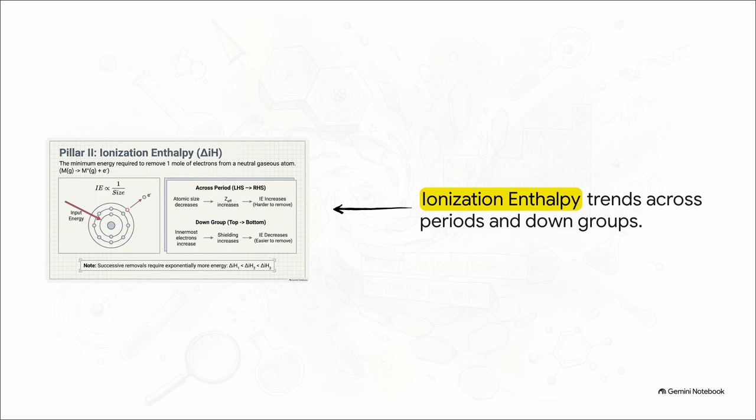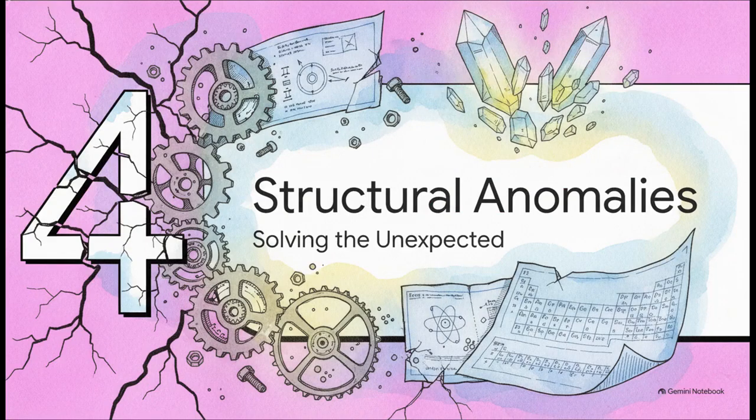But if you move down a group, the atom gets huge. That outer electron is heavily shielded and far away from the nucleus, making it a breeze to remove. Okay, section 4, solving structural anomalies. What happens when the expected trends suddenly break?